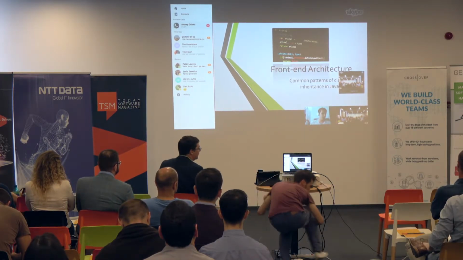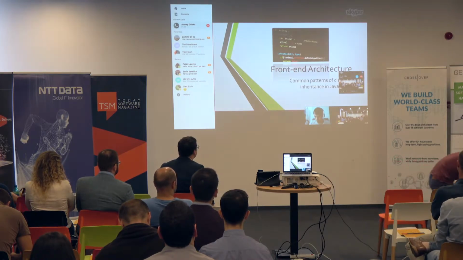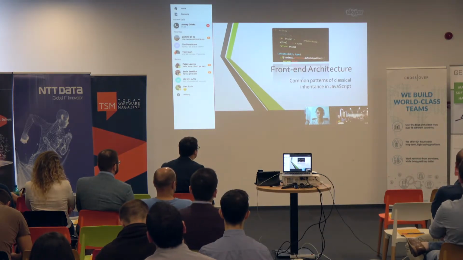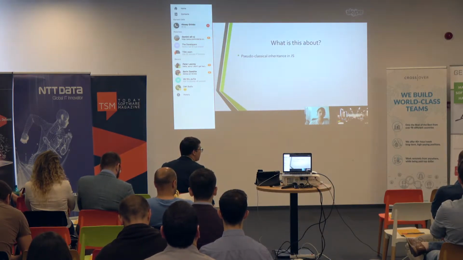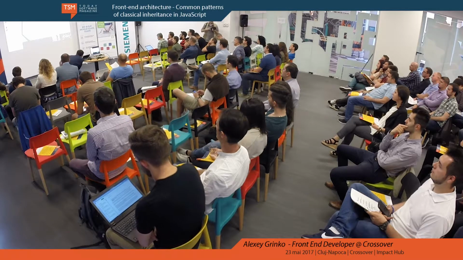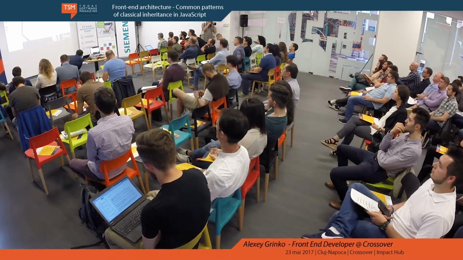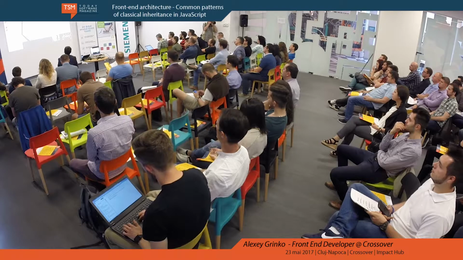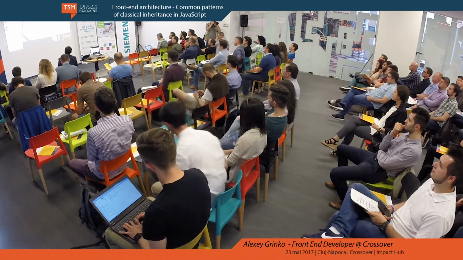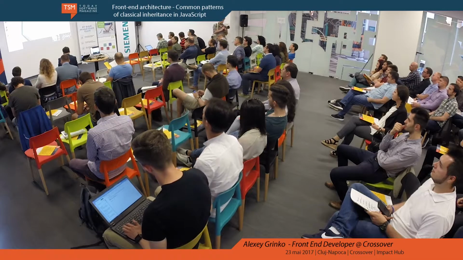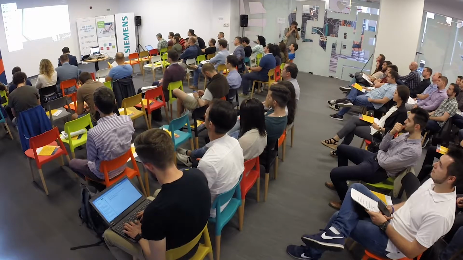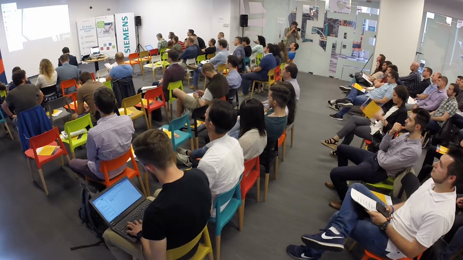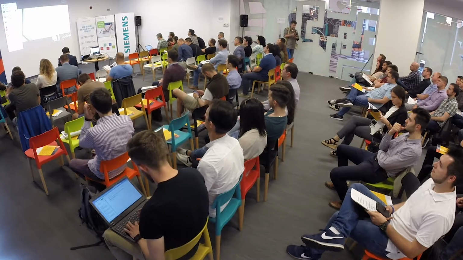So, my article is called Front-End Architecture: Common Patterns of Classical Inheritance in JavaScript. What is this about? Mainly, it's about pseudo-classical inheritance in JavaScript. I call it pseudo-classical because there is no actually pure classical inheritance there, only prototypal, and everything we can do is try to emulate it. We'll talk about its patterns and their features, because it turns out there are several ways to implement classical inheritance here. Common mistakes of its application are mainly described in the full article.